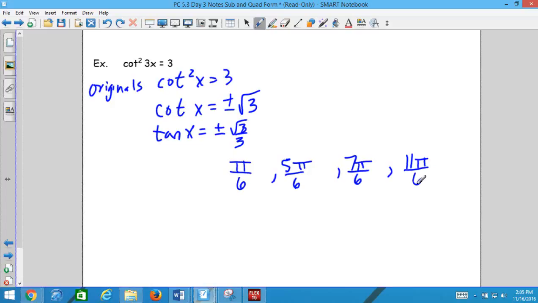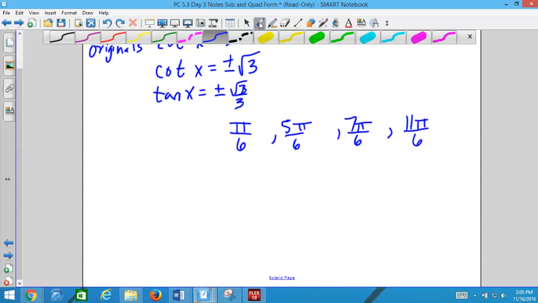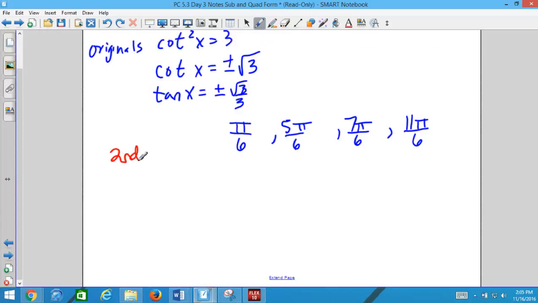How many cycles are there? There's 3. That's our first cycle. Our second cycle is going to add 2 pi. Our third cycle is going to add another 2 pi. But I've got to add 2 pi with a denominator of 6. So what is that?